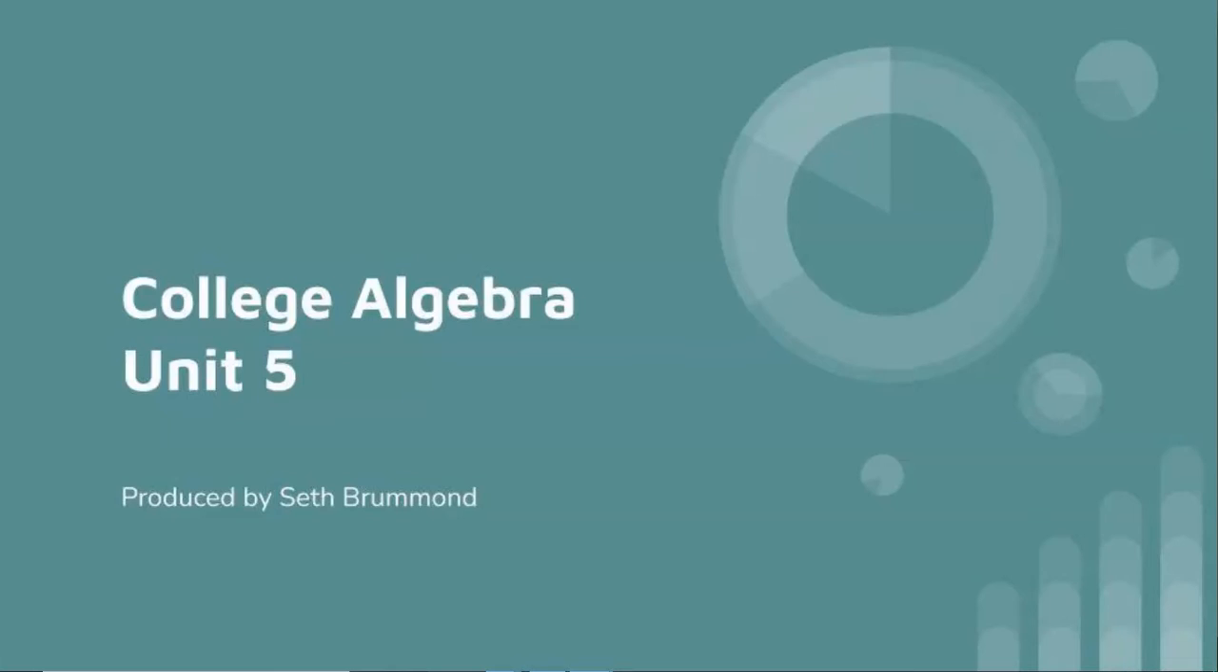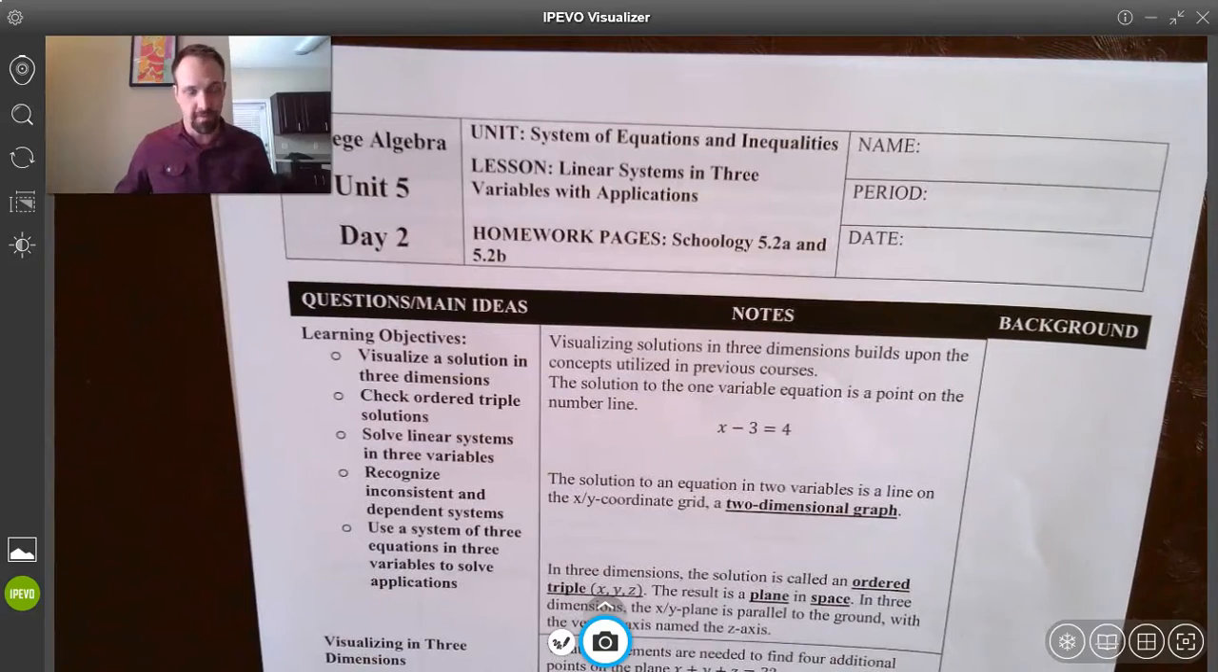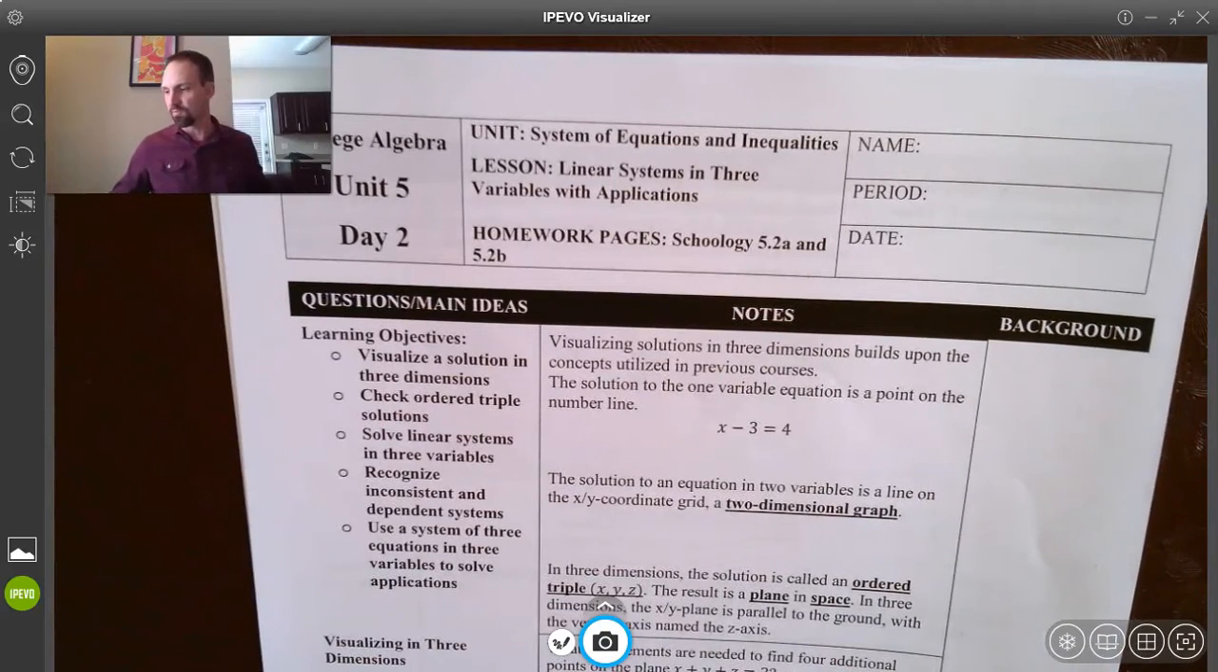Hi friends, welcome to the Unit 5 Day 2 notes. These notes are on solving linear systems in 3 variables and then also including some applications or some word problems.